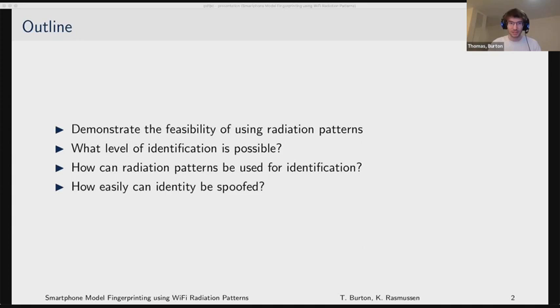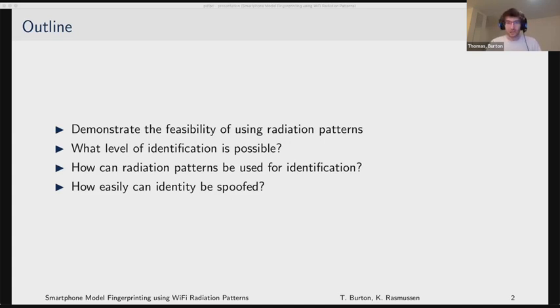The first thing I'm going to discuss is determining what level of identification is possible using radiation patterns from smartphones. Then I'm going to be talking about how you can actually do identification like this in the real world, because this is actually quite challenging. Then I'm going to discuss the security of this method. So can someone easily spoof someone's identity?